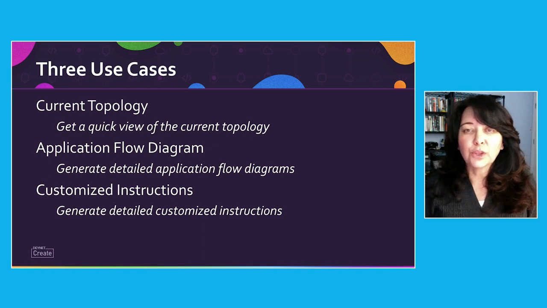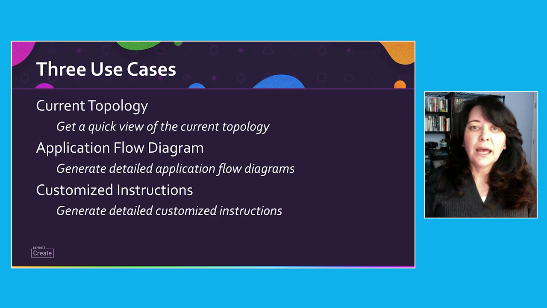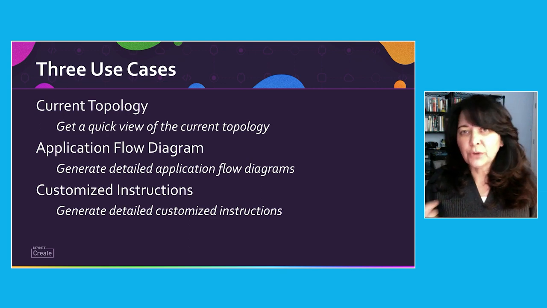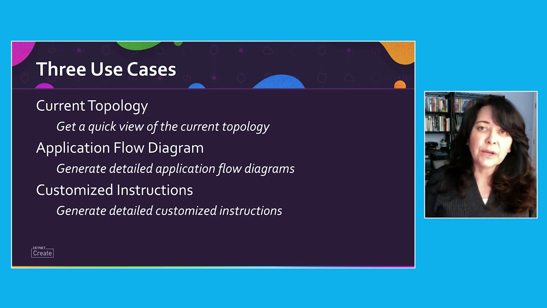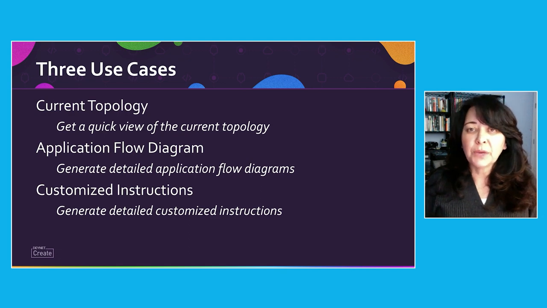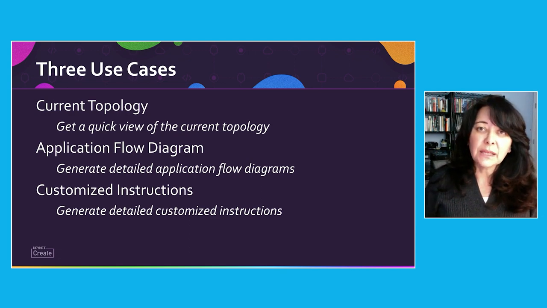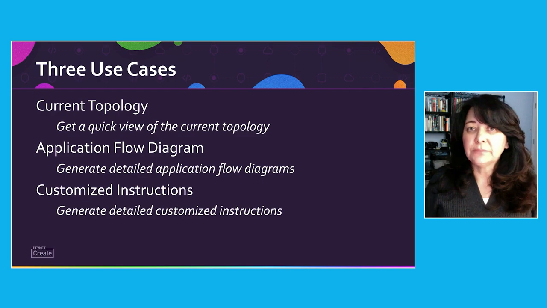We're going to talk about three use cases. When I get a new client and they happen to share show commands or give me access to their network, I want to look at the current topology. A lot of times they'll make available a Visio diagram. But a lot of times it hasn't been updated in a long time.